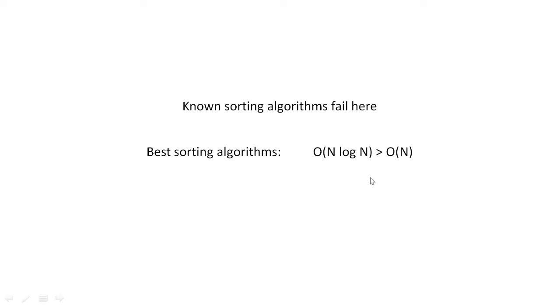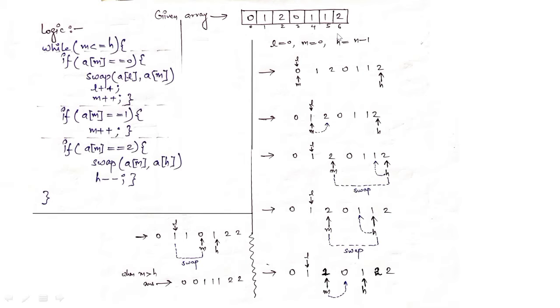So order of n log n is greater than order of n, which implies that we can't use even sorting algorithms here, even ones like heap sort or merge sort that work in order of n log n. So this approach fails here, right? We cannot use a sorting algorithm here. So we need to come up with our own algorithm, right? So let's discover that. Let's consider this example.